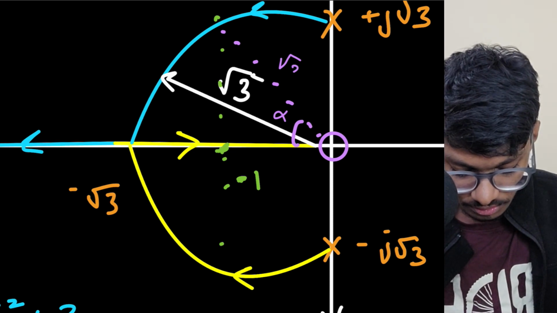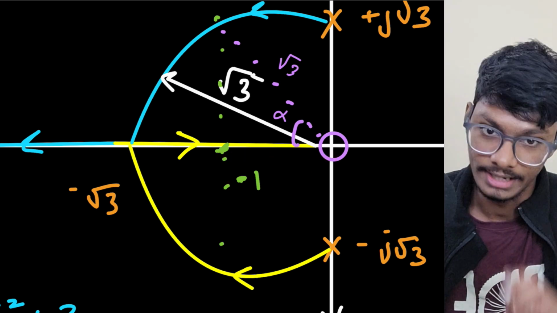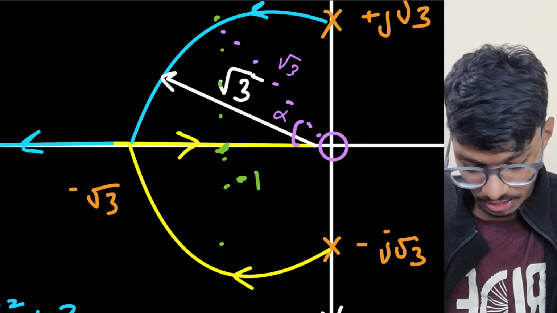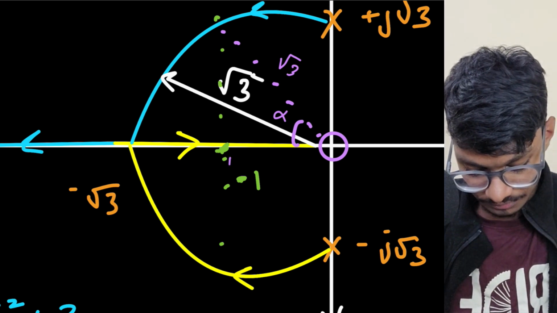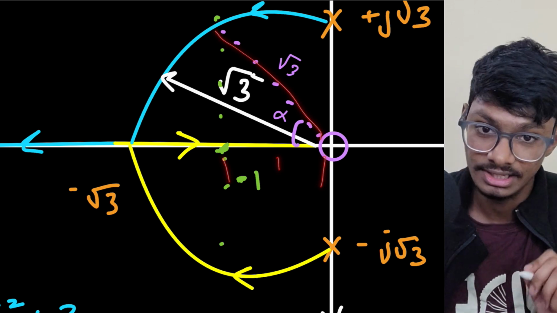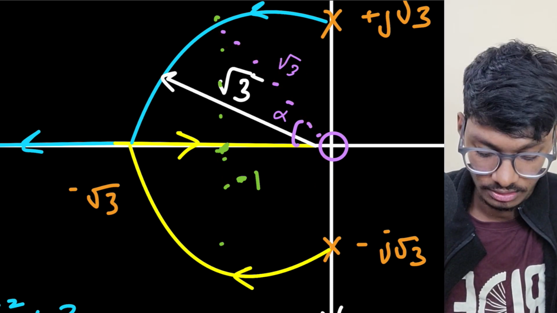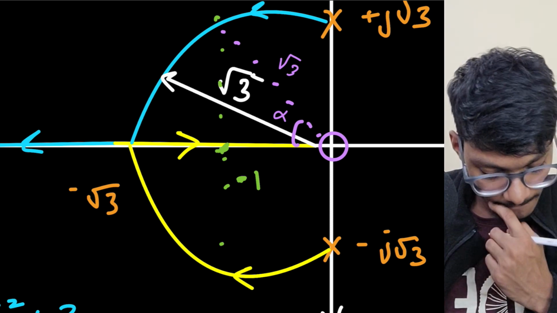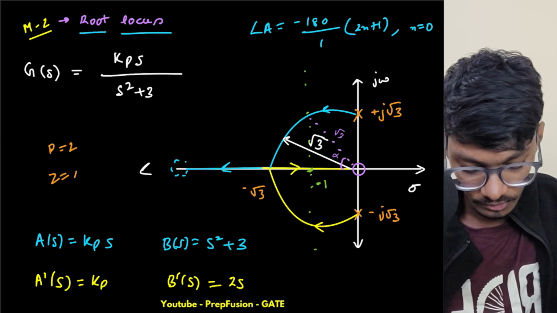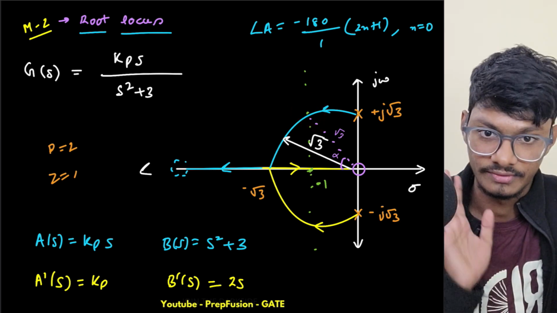And this distance from the origin is 1. I'm talking about the distance. So this distance is 1 and this distance is √3. Then what do I have to find? I have to basically find the values of k. So for that, I have to find this root location.